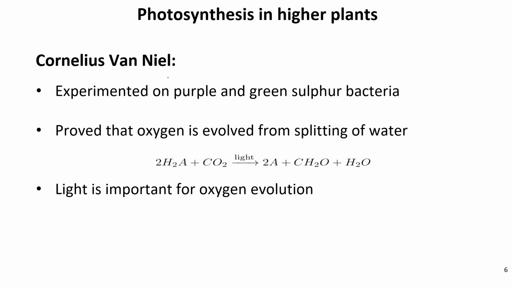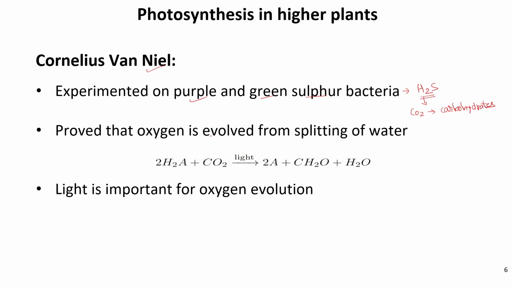Okay, so next is the name of the scientist, Cornelius van Niel. He was working on the purple and the green sulfur bacteria. So what do these bacteria use? They utilize hydrogen sulfide instead of water for converting carbon dioxide into carbohydrates. So instead of water, they use hydrogen sulfide.